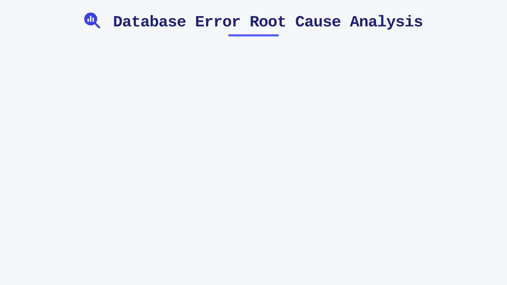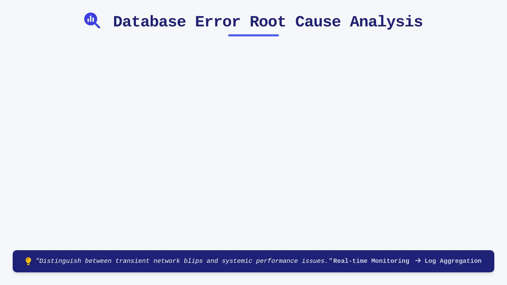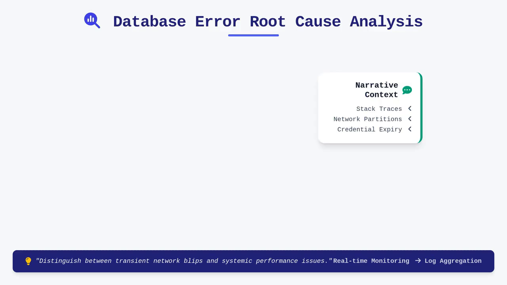Monitoring these logs in real time using native tools or external log aggregators allows an administrator to distinguish between transient network blips and systemic performance issues. Remember that logs provide the narrative context that raw MBean metrics often lack, as they capture the specific exception classes and error codes reported by the JDBC driver itself.